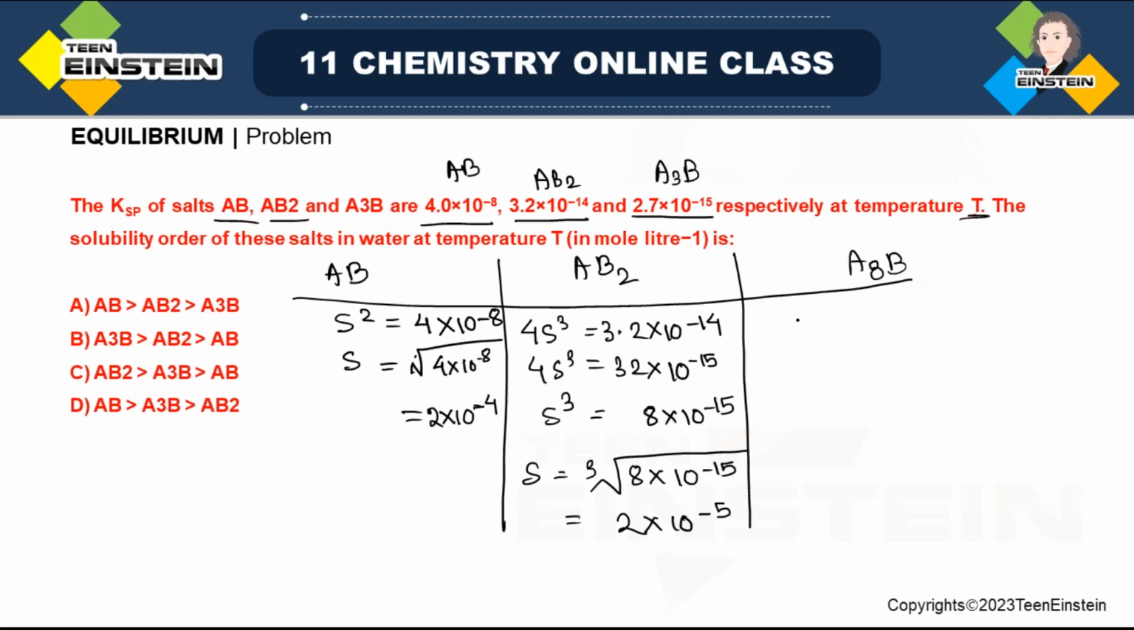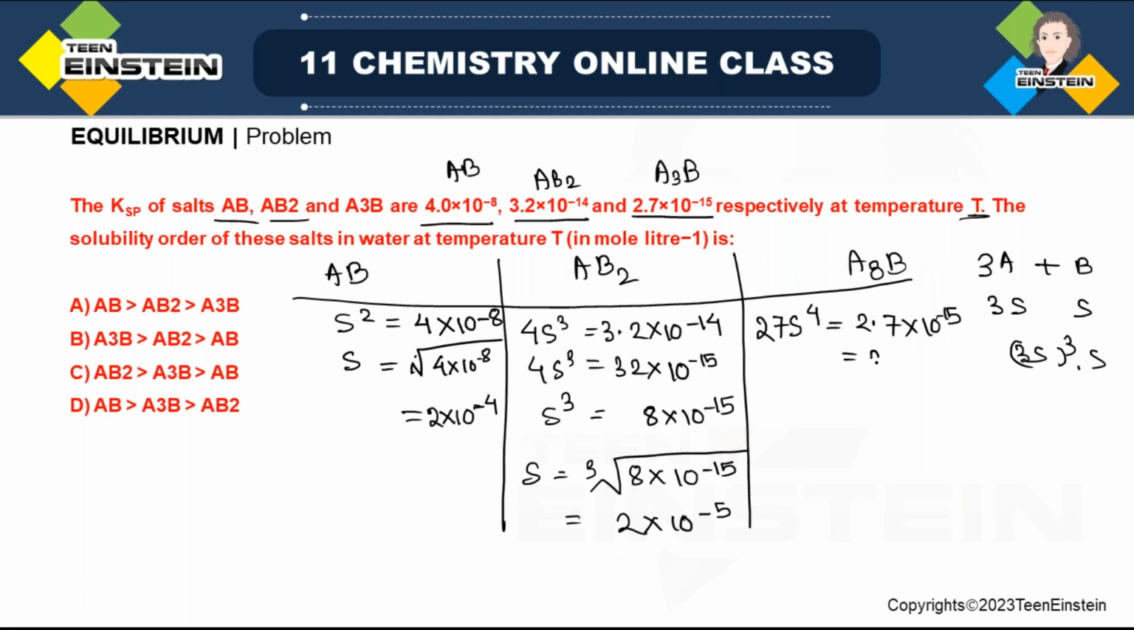The last one is A3B. And for A3B, even if you don't have to remember the formulas that I have just shown in the previous slide, it is basically 3s and s. That means 3s to the power 3 and s. That means it is basically 27 s4. And that is equal to 2.7 10 to the power minus 15.